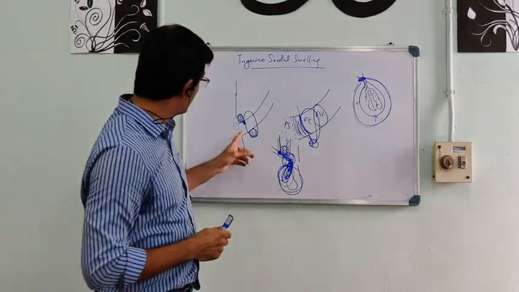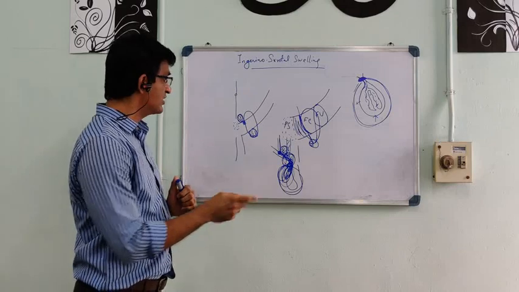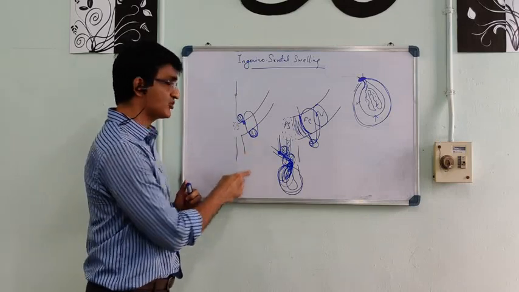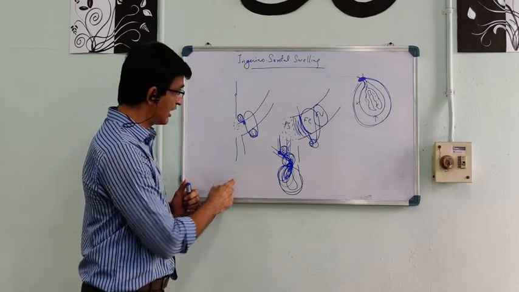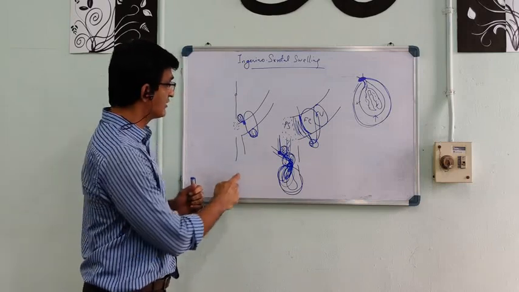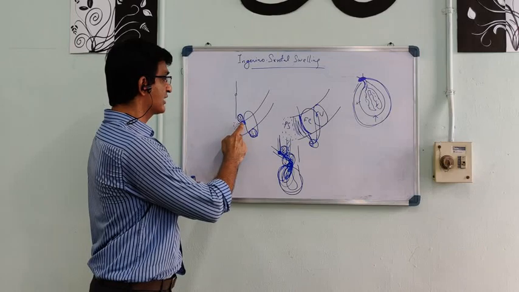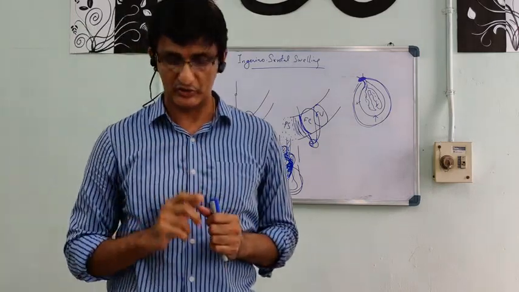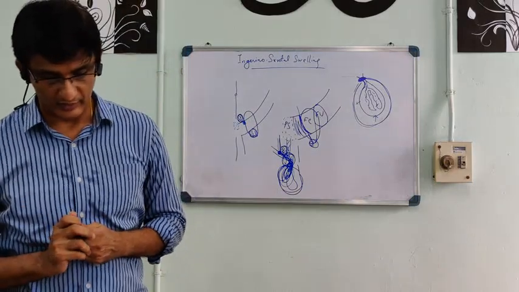The pubic tubercle, sometimes in thin individuals, will be easy to palpate. Otherwise, what you do is use the adductor longus muscle. Ask the patient to adduct the thigh and trace the adductor longus muscle. The adductor longus is inserted into the pubic tubercle. That's how you can determine the position of the pubic tubercle.